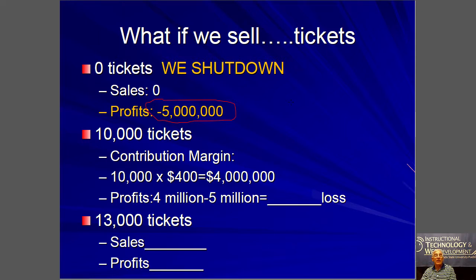Let's say we can sell 10,000 tickets. 10,000 tickets times $400 per ticket contribution margin is $4 million of contribution margin, which could pay off a big chunk of our fixed costs that won't go away. In this example, we'd have a $1 million loss. Which is better, a $1 million loss or a $5 million loss? So you make your shutdown decision based on what is your contribution margin per unit and what are your fixed costs that won't go away even if you shut down.